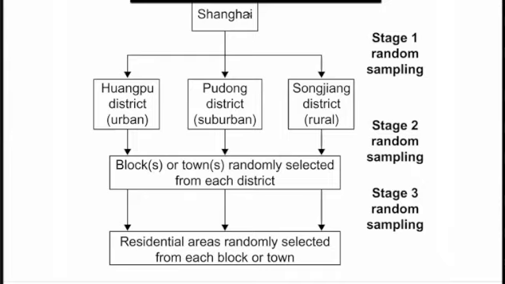Or here we go, breaking Shanghai into the different districts: urban, suburban, rural. And that step to me almost looks like a stratified sample, because you're breaking into similar groups. But where it changes is that we pick the blocks or towns randomly selected from each district, and then we pick the houses. So that's where it gets a little bit more to be multi-stage.